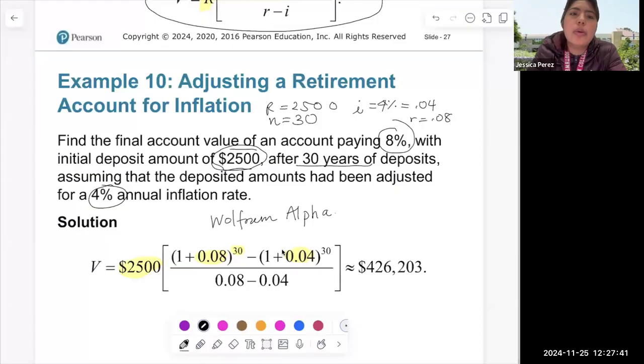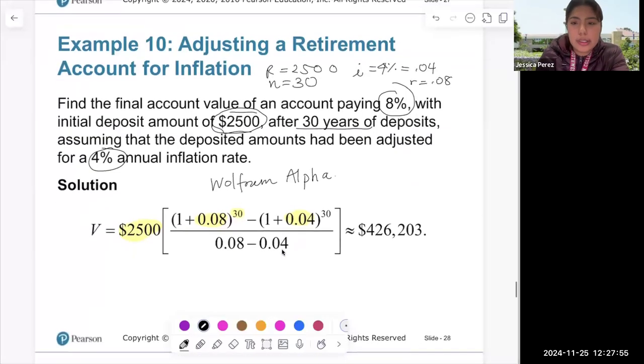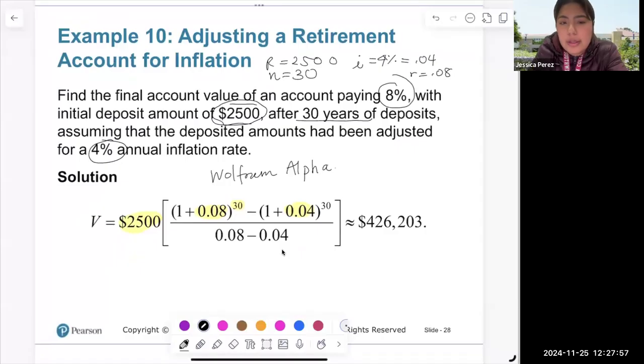426,203. So when you are doing a formula for a retirement account adjusted for inflation, you must know R, N, i, and little r. Okay. So after 30 years of deposits, I should end up with $426,203.